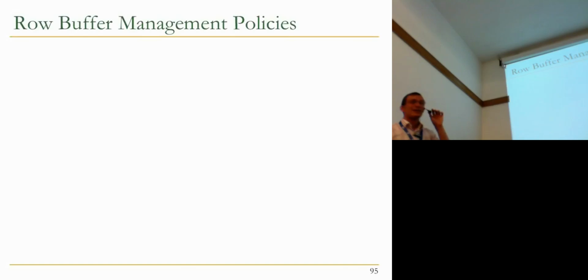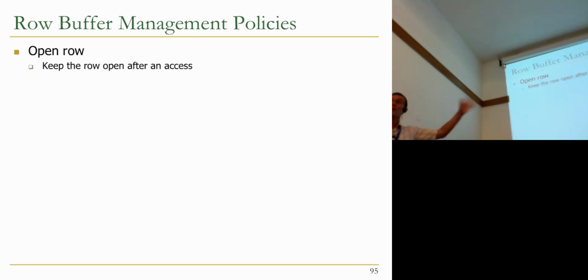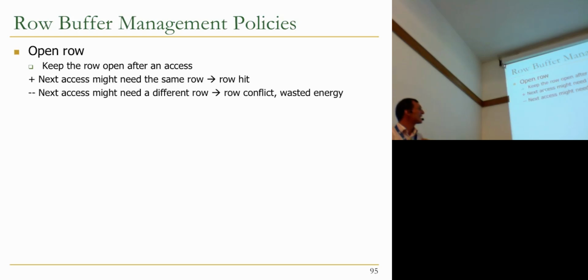Okay, so row buffer, I guess we have a few more minutes. I'll briefly cover these basics also so that we can go into more detail. Row buffer management policy is an important policy for a DRAM controller also. Basically, do you keep the row open after an access or do you close it right away? Open row policy says keep the row open after an access. The upside is next access might need the same row. In this case, it'll get a row hit. The problem is if the next access needs a different row, you get a row conflict, wasted energy. You shouldn't have kept it open.